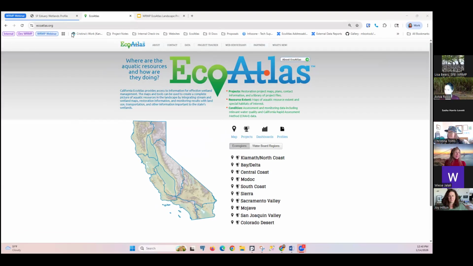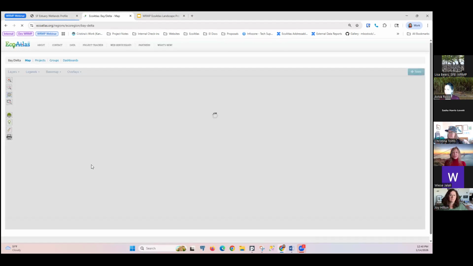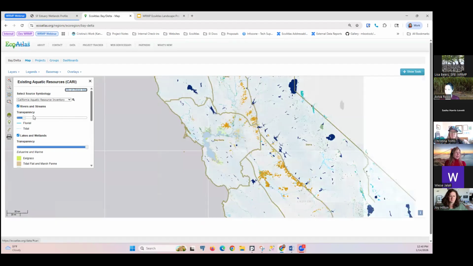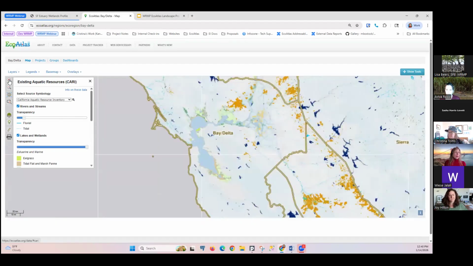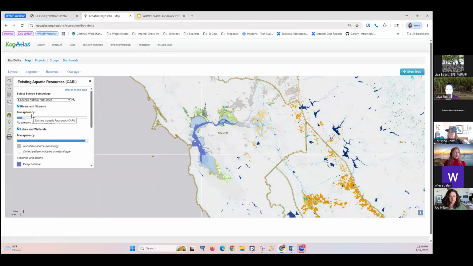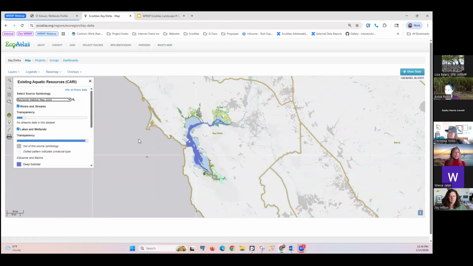So this is the EcoAtlas toolset. Once you click in from the map, you can click on a particular region. So let's just zoom into the Bay Area. And as a default, the California Aquatic Resource Inventory map is displayed. And the Baylands Habitat Map, I'm just going into the legend, into the toggle. You can toggle to just see the Baylands Habitat Map.